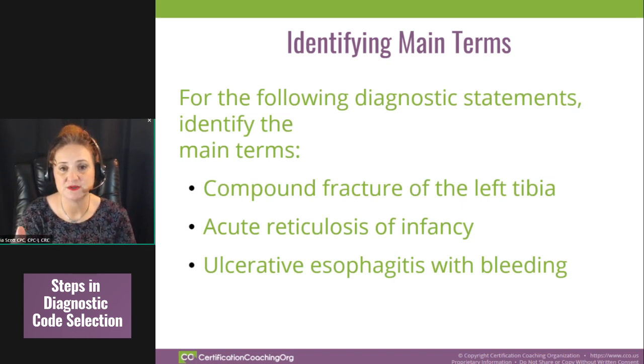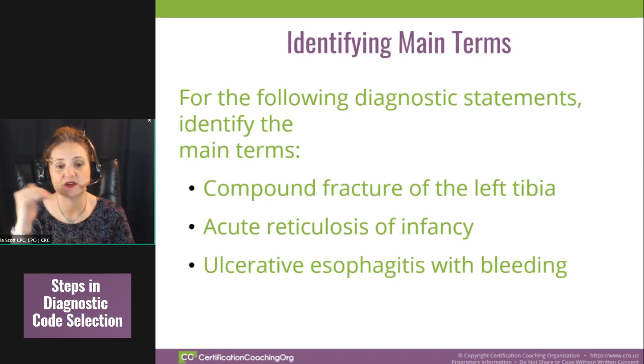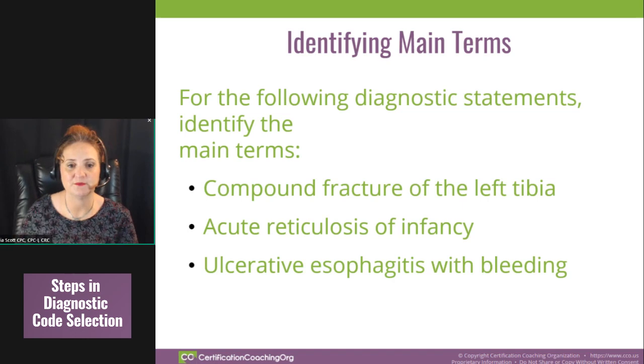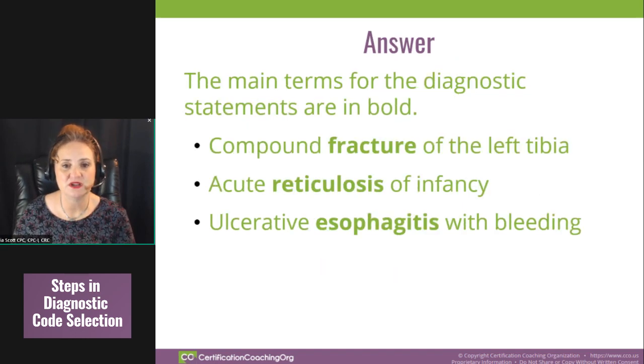Okay, so we want to get to a higher specificity. Esophagitis is our first word. What type of esophagitis? Ulcerative. All right, and then is there anything else going on? Yeah, we have bleeding. So that gives a specific code to a higher specificity, and then we'll go look it up. Again, what does the person have wrong with them? They have a fracture, they have reticulosis, they have esophagitis. Everything else is descriptive and allows us to get to a higher specificity.